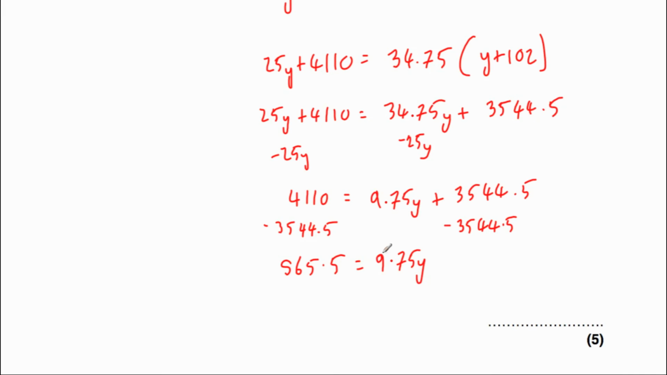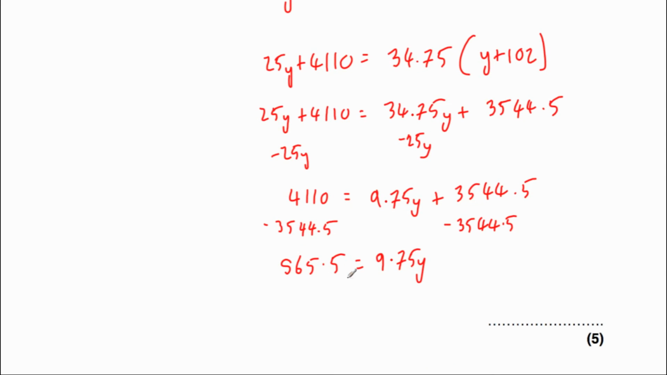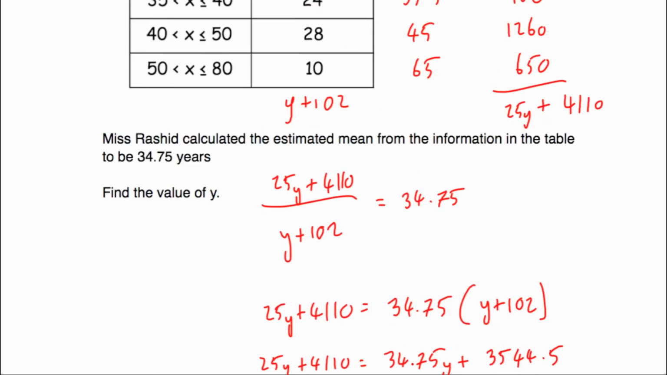Okay, and then we just want 1y, so we don't want to multiply by 9.75, so let's divide both sides of the equation by 9.75, and hopefully we'll find y. Now remember that y is a frequency, so hopefully this will be a whole number, an integer. So let's do 565.5 divided by 9.75, and whenever we do that, we get 58. So we've got 58 is equal to y. So y is equal to 58. And that's it. So that was quite a tricky question. It's quite a hard one.